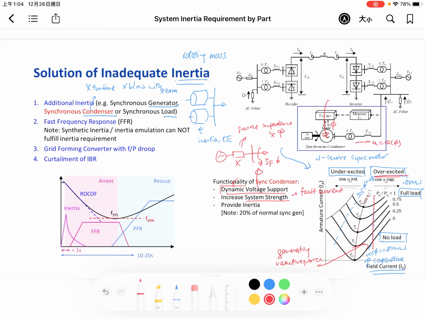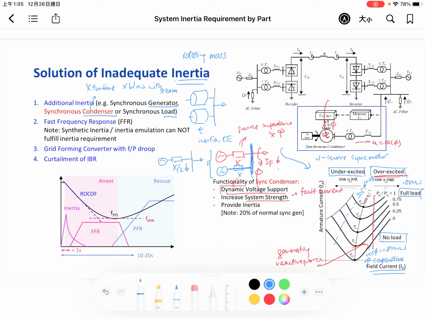If we could provide one more generator on the bar, this is the bus bar and this is on bar, then the equivalent source impedance will be halved, if the source impedance of the two synchronous generators is the same. Anyway, the source impedance will be reduced and the system strength will be increased.